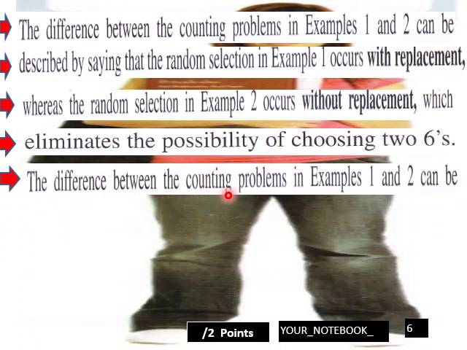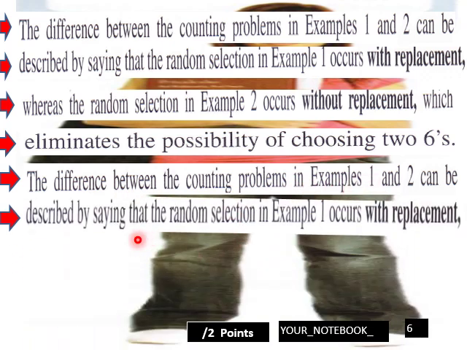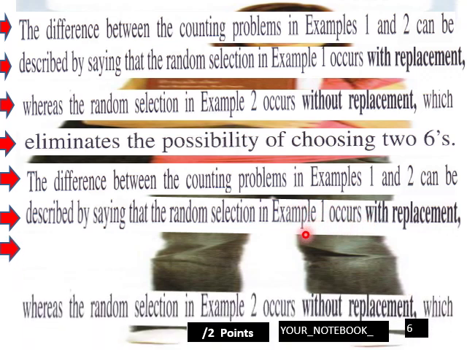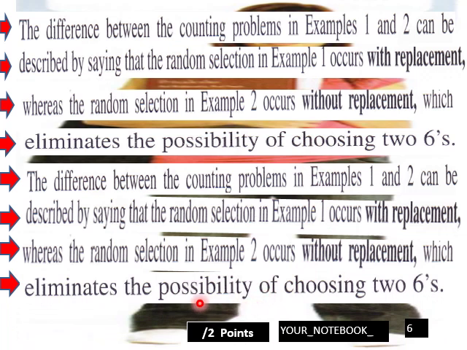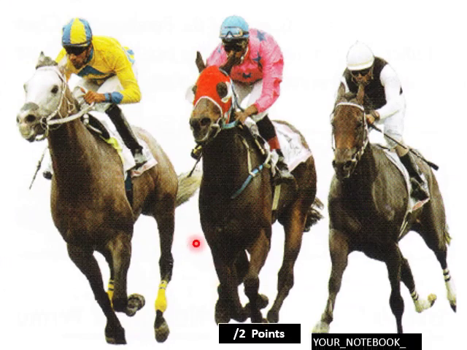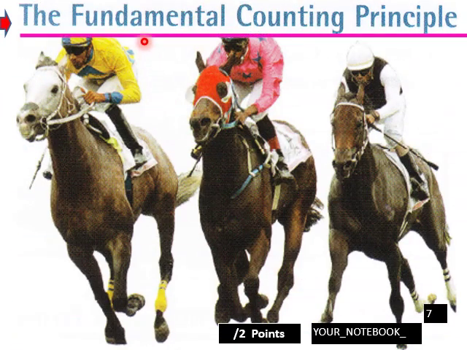The difference between the counting problems in examples 1 and 2 can be described by saying that the random selection in example 1 occurs with replacement. So again, to reiterate, it occurs with replacement, whereas the random selection in example 2 occurs without replacement. So that's a big difference there, which eliminates the possibility of choosing 2 6s. That's all the difference in the world in counting problems.